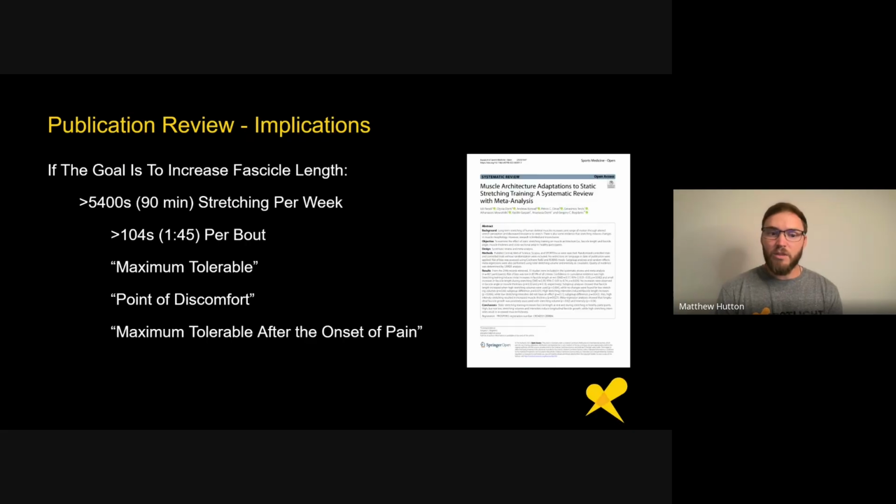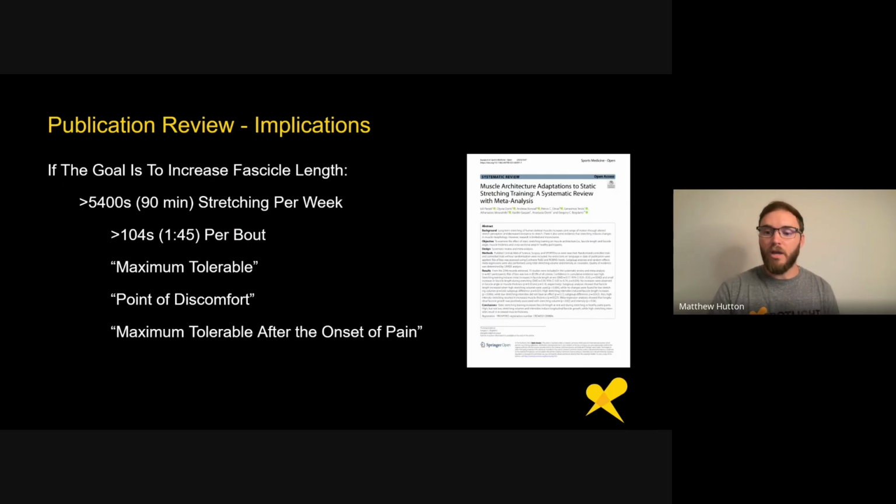The intensity should be the maximum tolerable, or some of them were defining the criteria as the point of discomfort, so they don't stop until they reach discomfort. And then the last one, they were actually trying to onset pain. They pushed to the point of pain, and then they said, okay, now that it's painful, how far can we push you past that? And so again, just to reiterate, the duration needs to be long and the intensity needs to be high. And most of us aren't doing that either actively or passively.